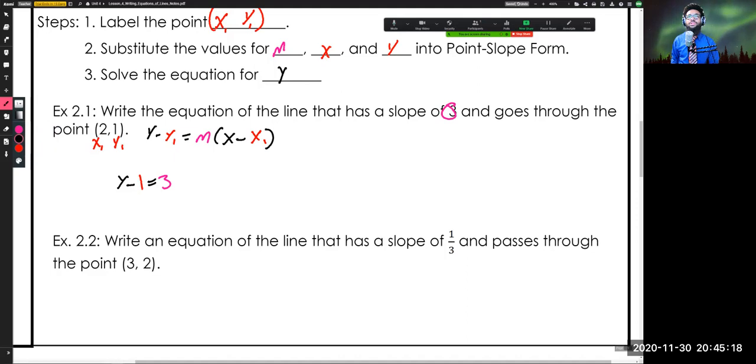times x, which is a variable in this case. And then our x1 is 2, so x minus 2. All right. And so a tricky part in this, you might be like, yo, Mr. Williams, I don't get this x minus x1 and this y minus y1 piece. Our y and our x that we have in this, our x1 isn't x1, our x1 is 2.